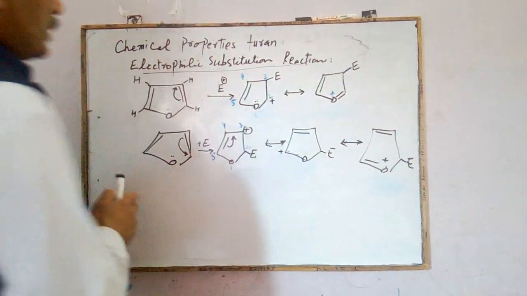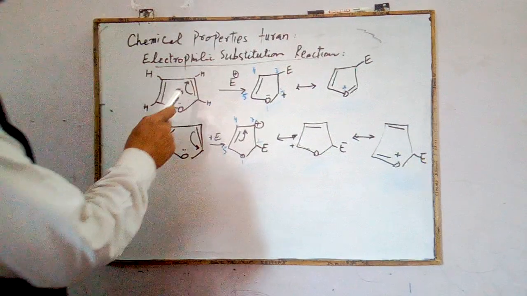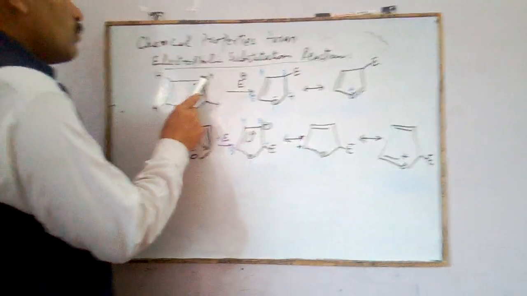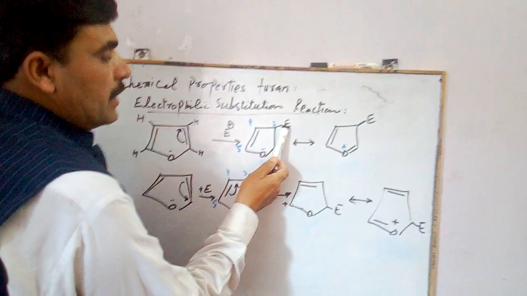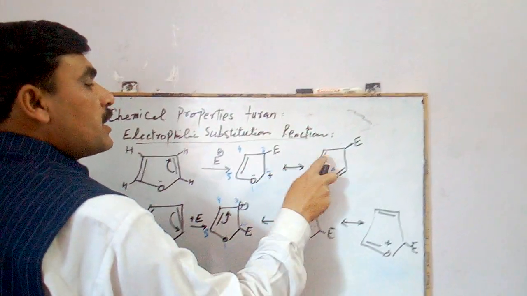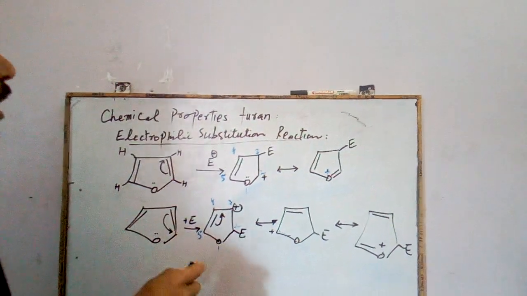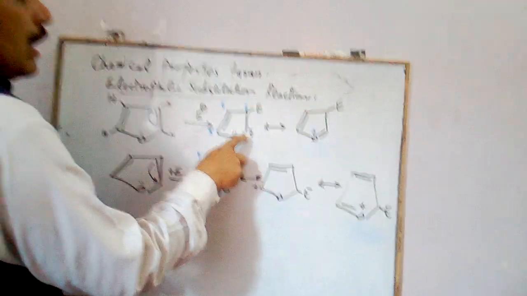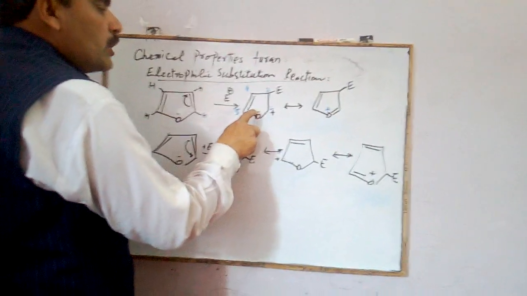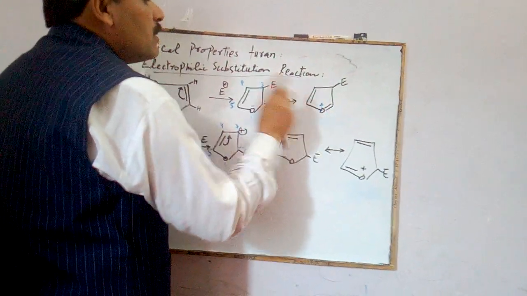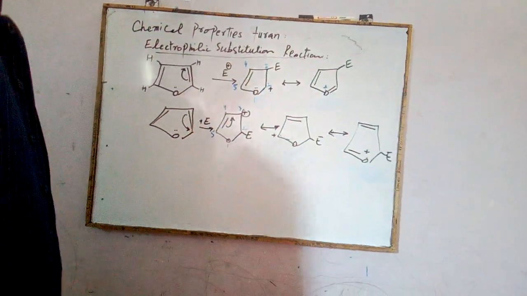So if we break the bond in this direction, this position will become negatively charged and the electrophile will attach itself at this position. Now we can draw another resonating structure of this. As you know, this position has a positive charge, so these lone pairs of electrons will form a bond with these positions, and as a result oxygen will become positively charged.